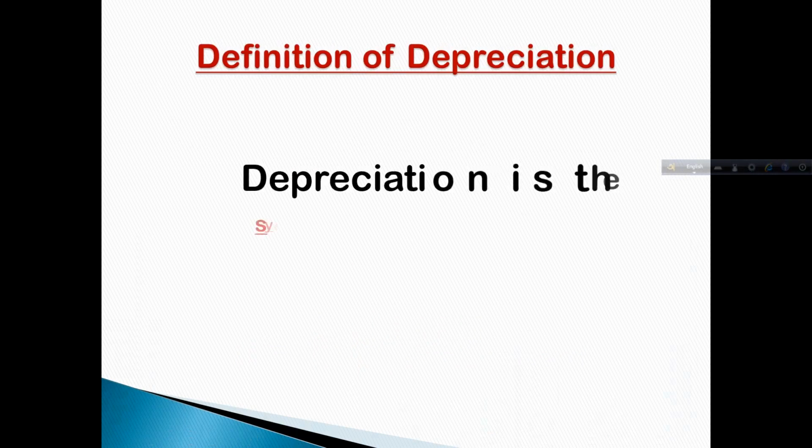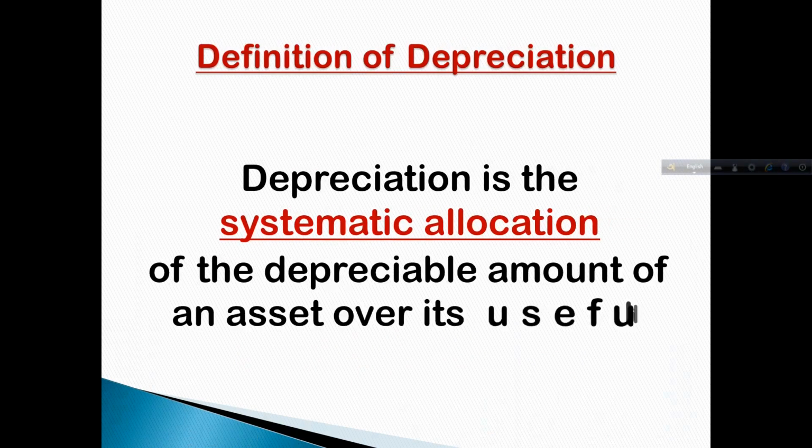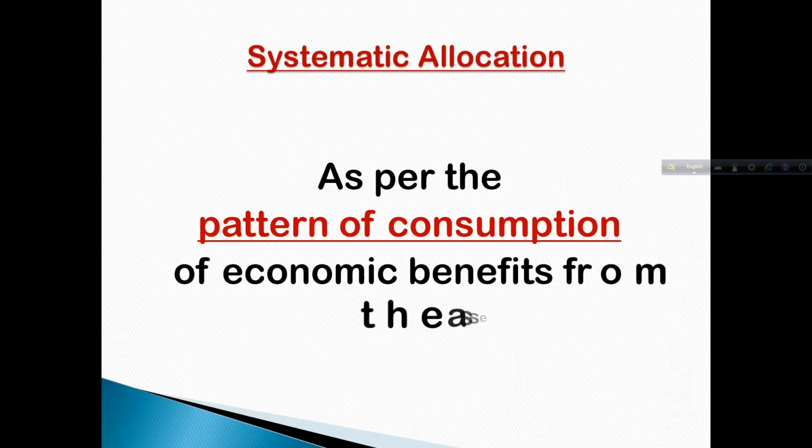Let's see the definition of depreciation. Depreciation is the systematic allocation. This is a very important word, systematic allocation. What does it mean? Systematic allocation means you have to select the method of depreciation based on the pattern of consumption of the economic benefit from that particular asset. And how would you understand the pattern of consumption of the benefit?